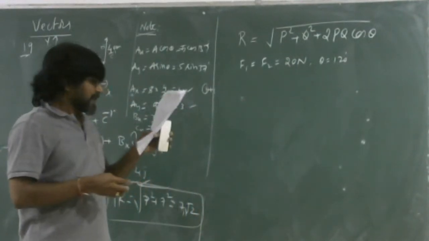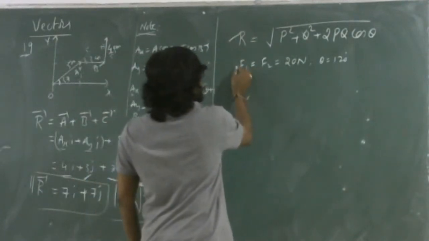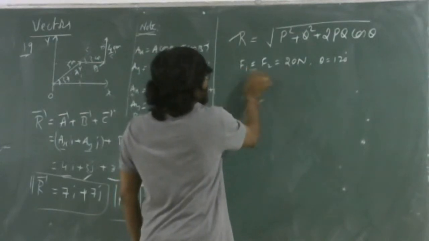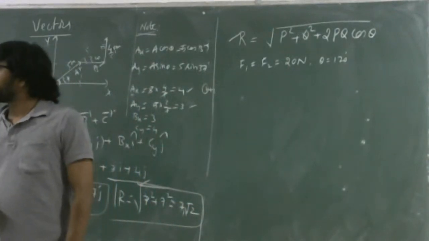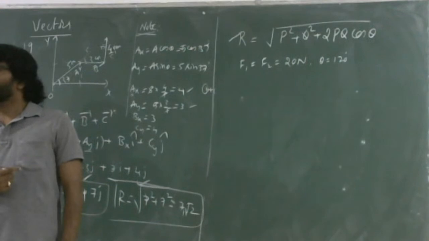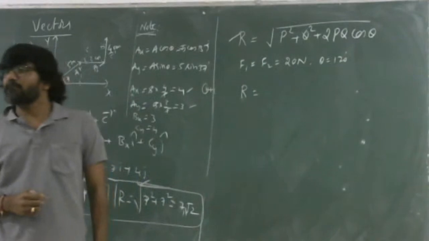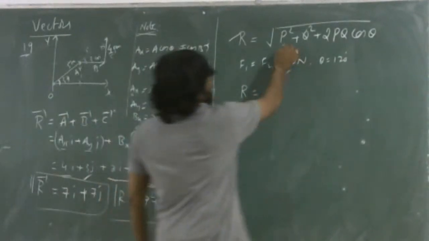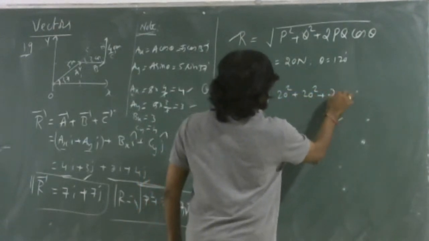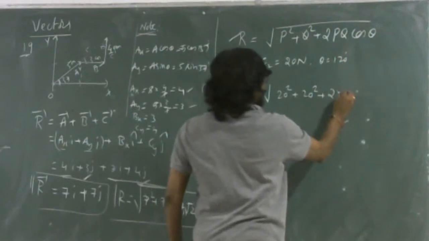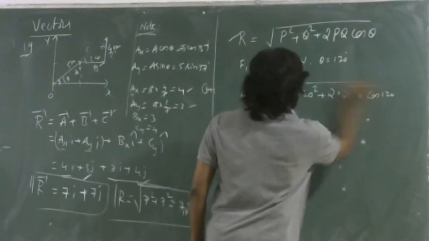Then the resultant magnitude and direction of the resultant is... Substitute. F1 is P, F2 is Q. P equal to Q equal to 20. Theta is 120. So what is R? Substitute. Square root of 20 square plus 20 square plus 2 into 20 into 20, again 20 square, into cos 120. What is cos 120, guys?